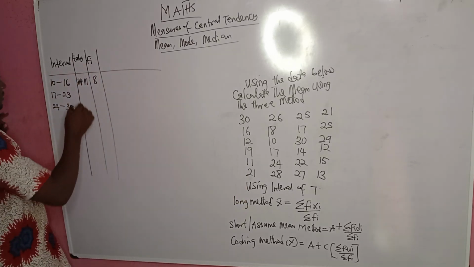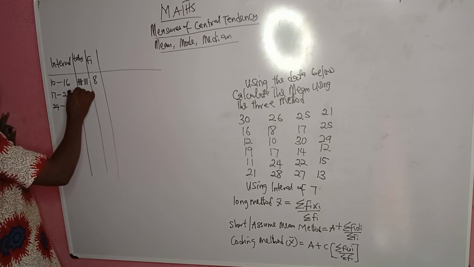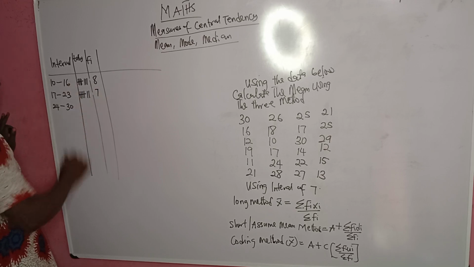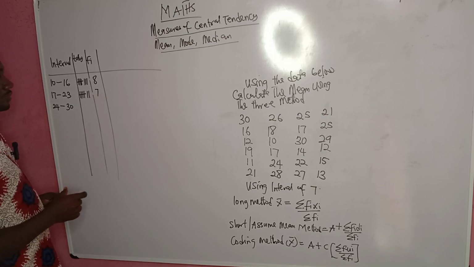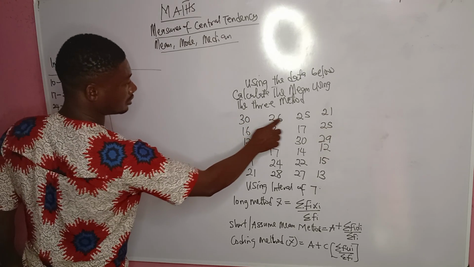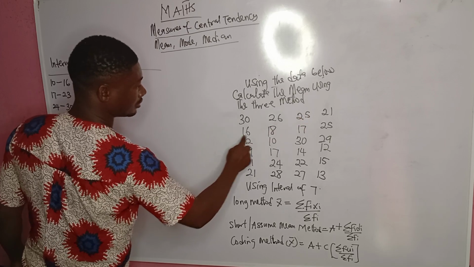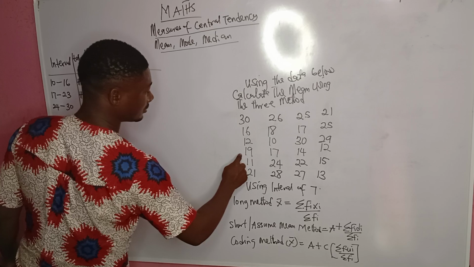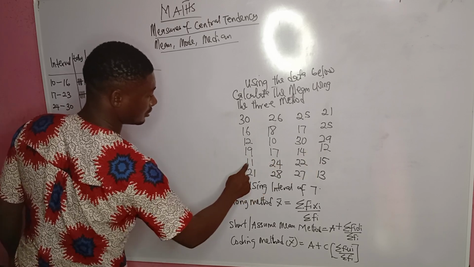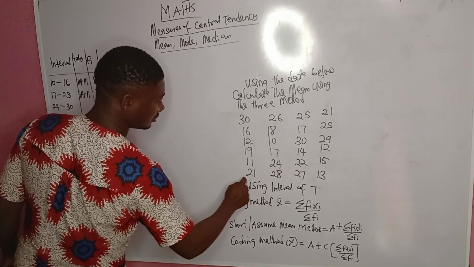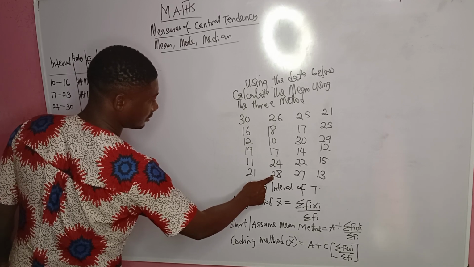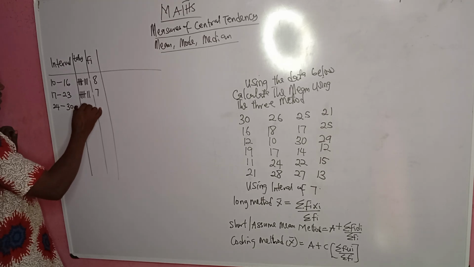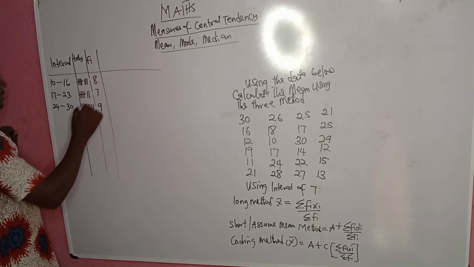Yes, that is 7. 1, 2, 3, 4, 5, 1, 2. That is 7. 24 to 30. 1, 2, 3, 4, 5, 6, 7, 8, 9. We have 1, 2, 3, 4, 5, 1, 2, 3, 4. That's 9.